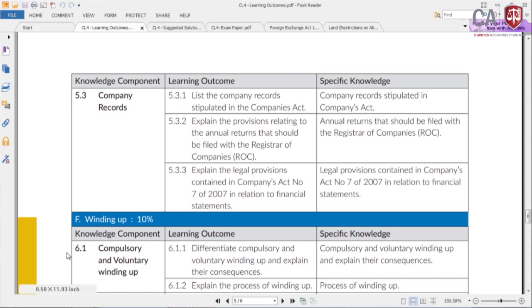Then explain the legal provisions contained in the Companies Act number 7 of 2007 in relation to financial statements. Also we have done that very recently. Then you are having specific knowledge on the legal provisions contained in Companies Act number 7 of 2007 in relation to financial statements.